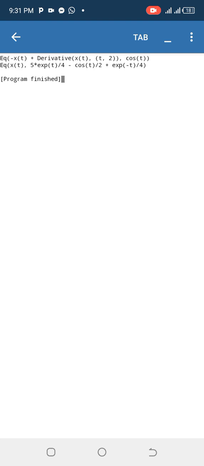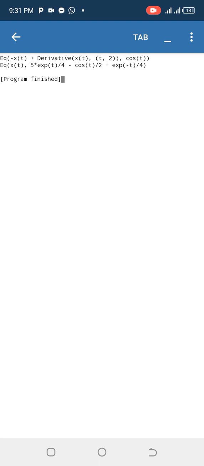So our differential equation is the second derivative of x with respect to t minus x equals cosine of t. And the final answer is 5 times exponential of t divided by 4, minus cosine of t over 2, plus the exponential of negative t divided by 4.